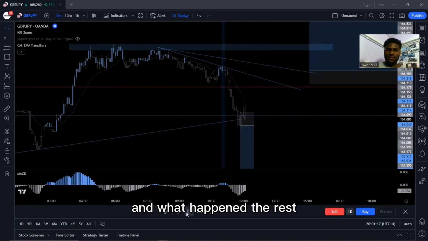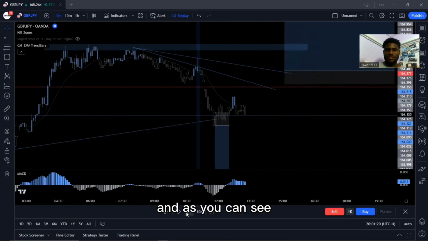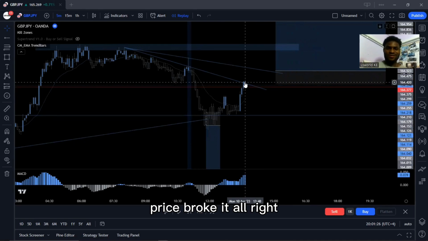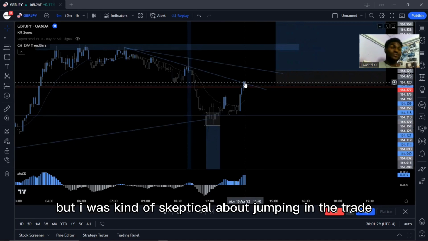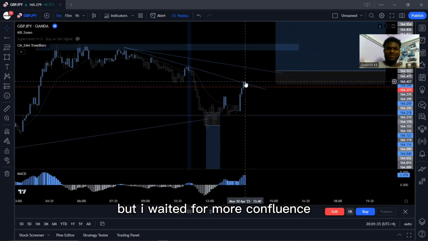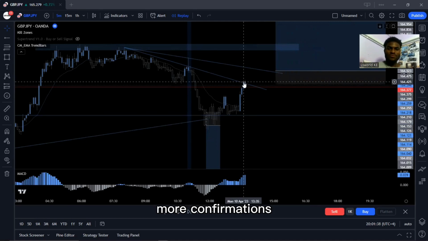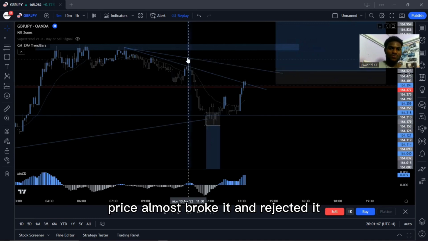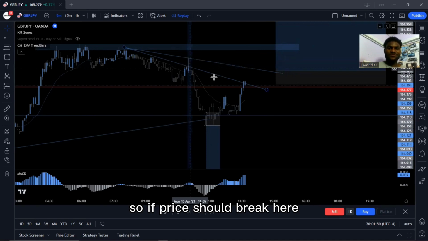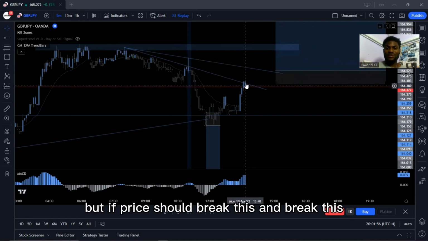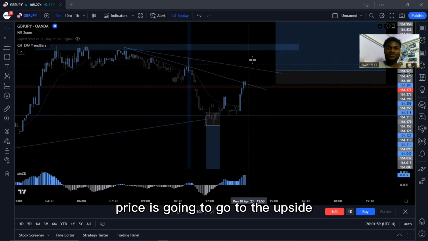And what happened? The rest. As you can see, price pulled all the way up, patiently waiting. Price broke it all right, but I was kind of skeptical about jumping into the trade. As you can see, it broke it with strong momentum, so I would have jumped into the trade over here, but I waited for more confirmation, for price to break this second trend line, to be sure if I should jump into the trade or not. Because as you can see, price almost broke it and rejected it. So if price should break here, I'm not really sure if it is going to go all the way here. You get it? But if price should break this and break this, then I am sure that definitely price is going to go to the upside.